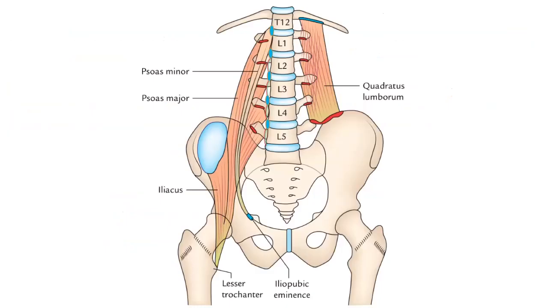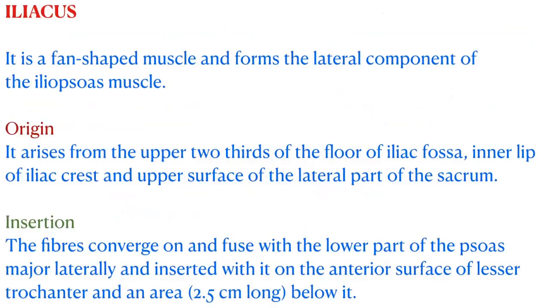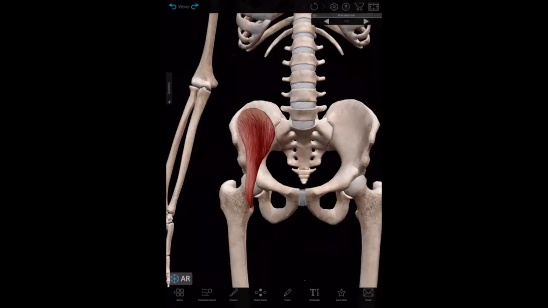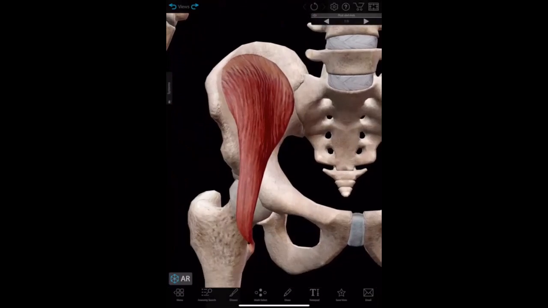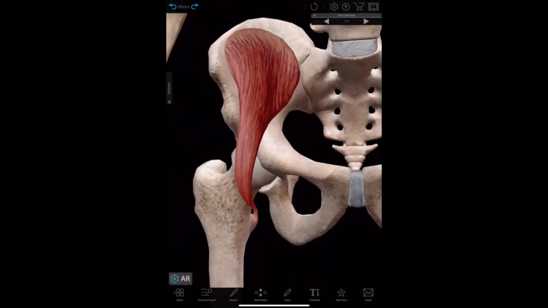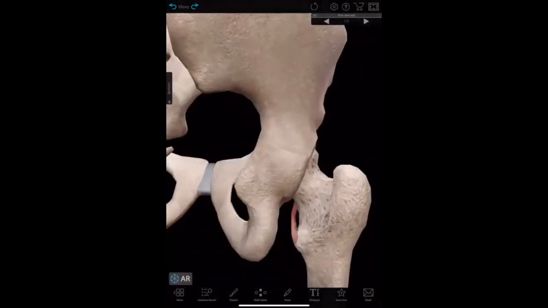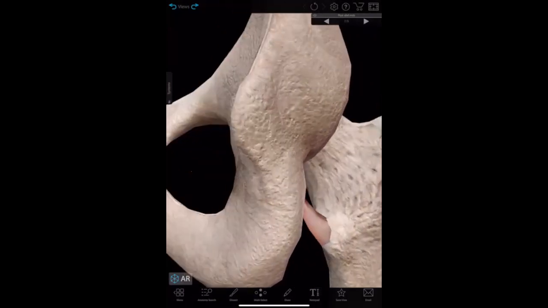Coming to the next muscle, the iliacus muscle. It is a fan-shaped muscle and forms the lateral component of the iliopsoas muscle. See, this is how it is fan-shaped. It fans out in the right iliac area, and all the way down it is reaching the lesser trochanter. You see, it is reaching the lesser trochanter.